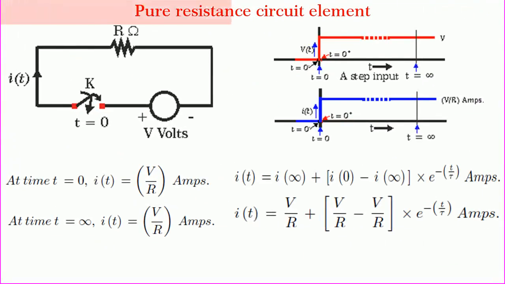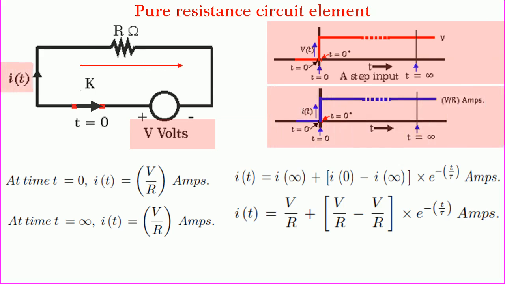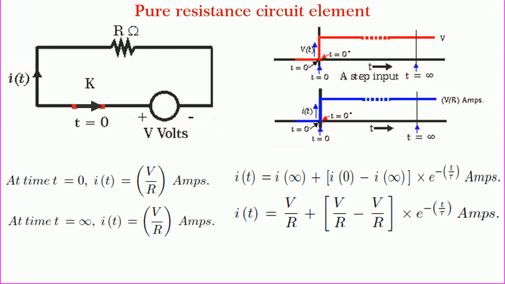Friends, first let us consider the pure resistance circuit element connected across a DC source as shown in the figure. When the switch K is closed at t equal to 0, you find that the input voltage takes the form of a step input as shown. Similarly, we find that the current in the circuit also will vary in the same manner. If we observe the variation of current at t equal to 0, we find that I of 0 is equal to V by R amperes. Similarly, at t equal to infinity also, I of infinity is equal to V by R amperes.